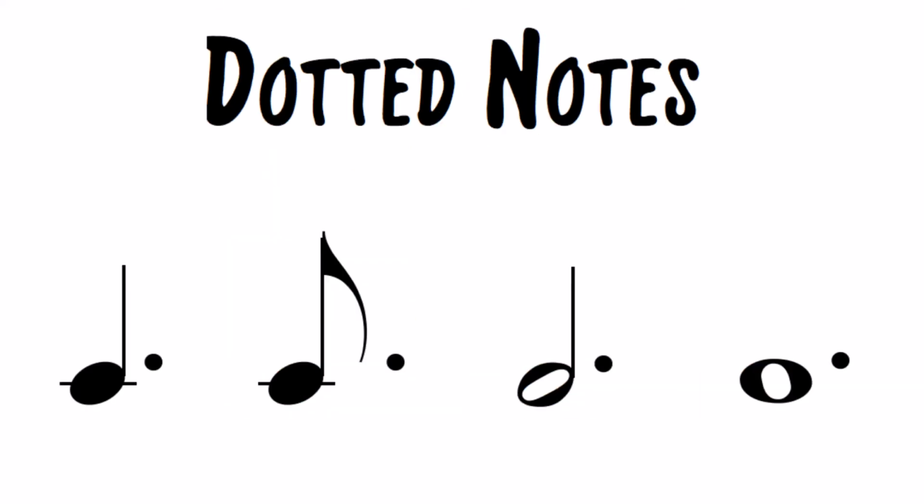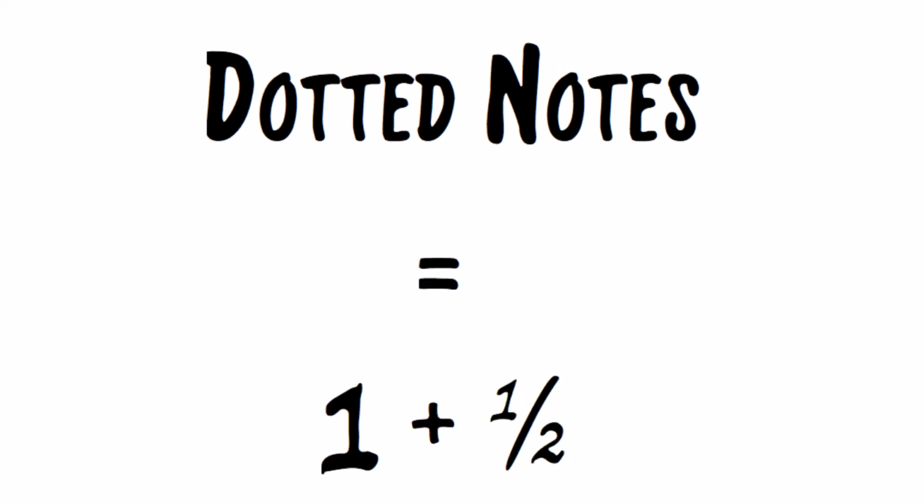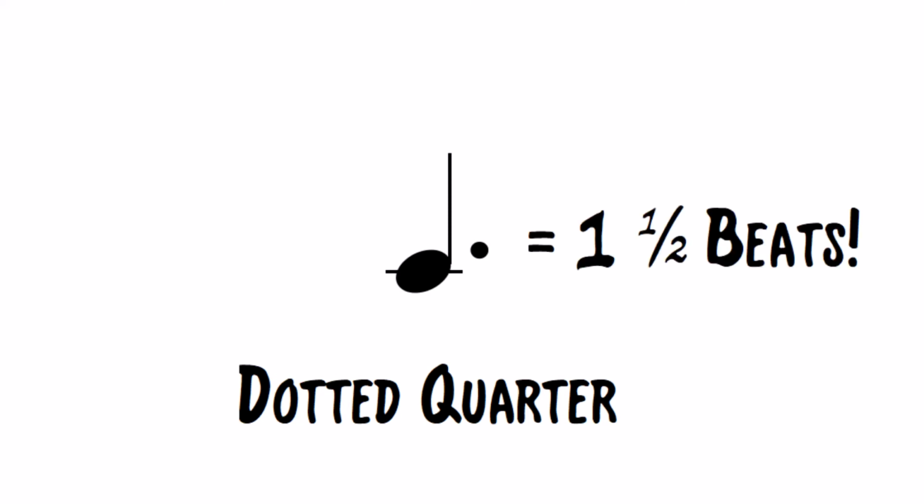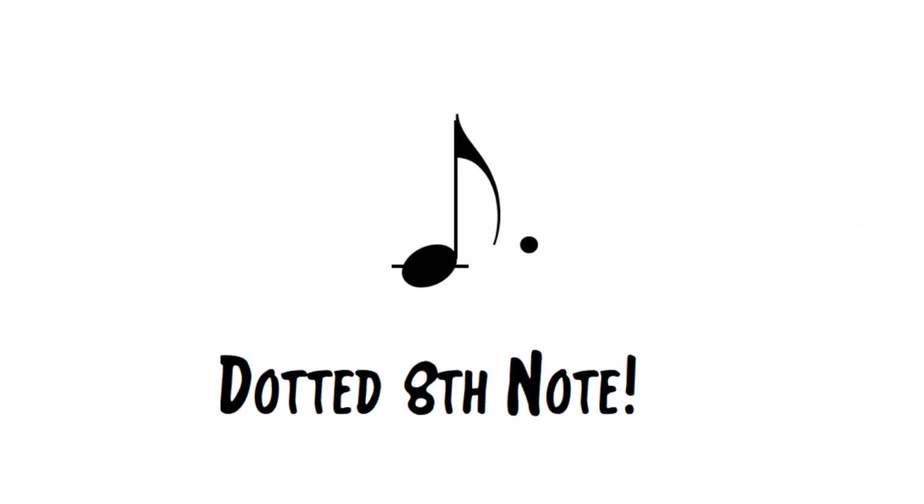A dot may be added to the right side of any note value, adding exactly half the value to that note. For example, if we have a half note, which gets 2 beats usually, and add a dot to the right side, we now have a note with a value worth 3 beats. A dotted quarter note is worth a beat and a half, and a dotted eighth note is worth just a little bit less than a beat.